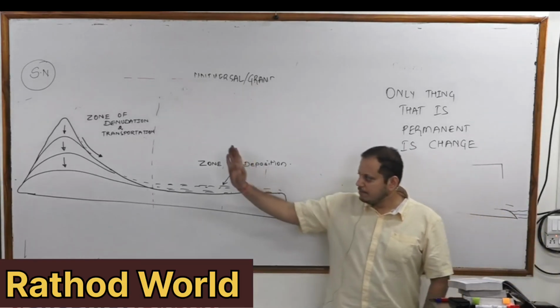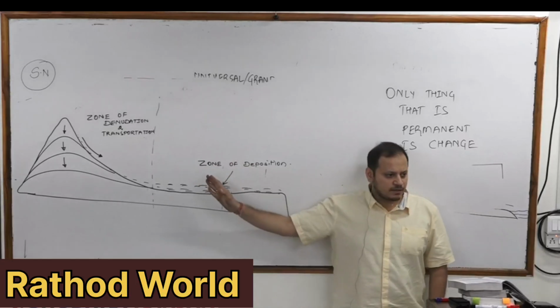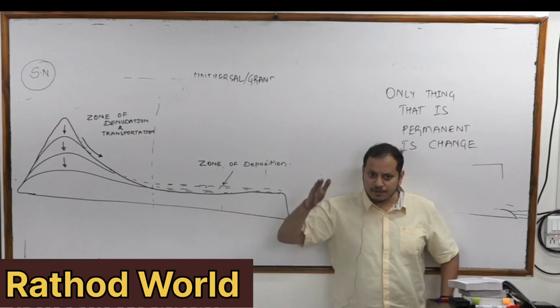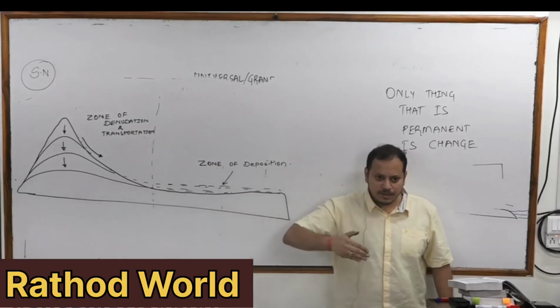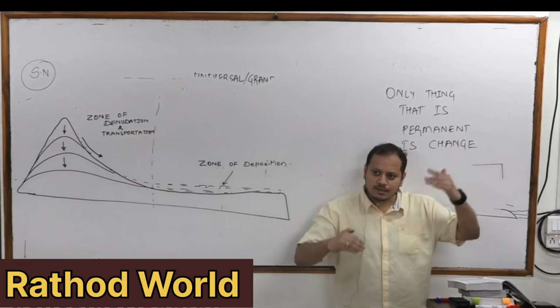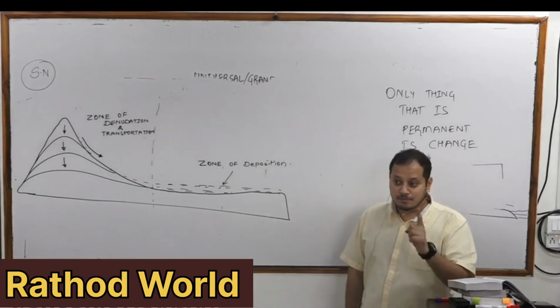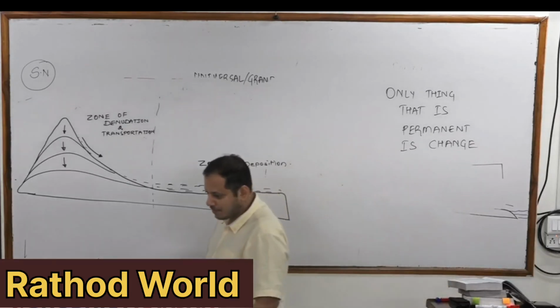For Davis to be correct, the mountain should remain just as it is. India should not move. But Davis is incorrect because even though external forces are destroying the Himalayas, endogenetic forces are increasing the height of the Himalayas. Fine? And therefore the third important law of geomorphology.